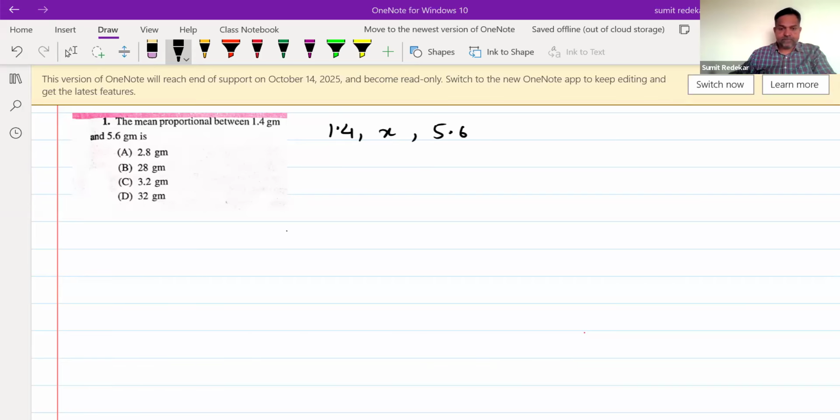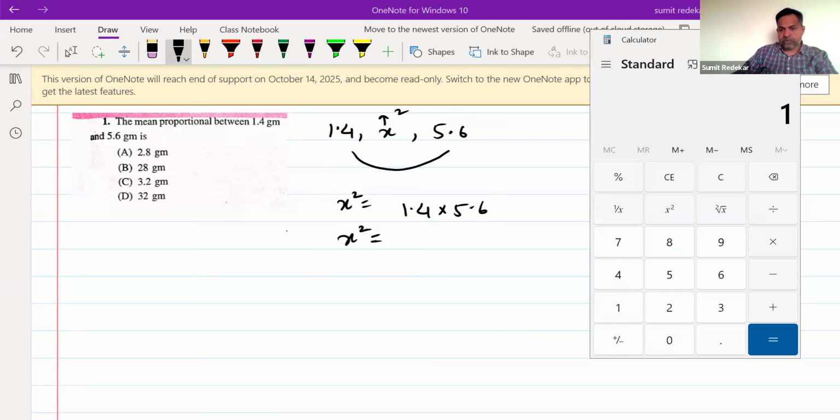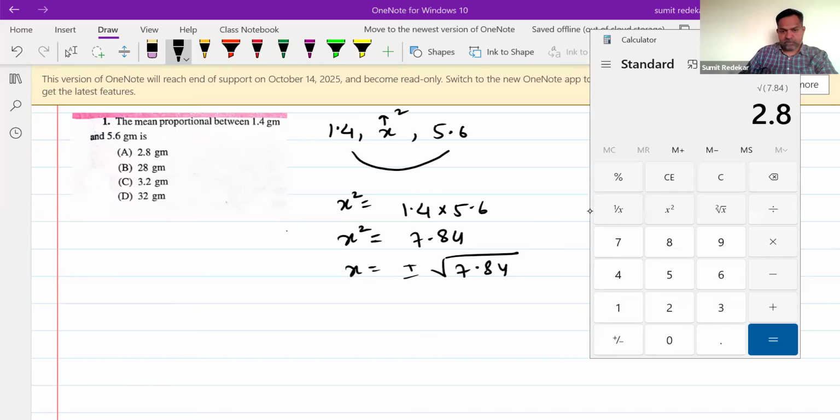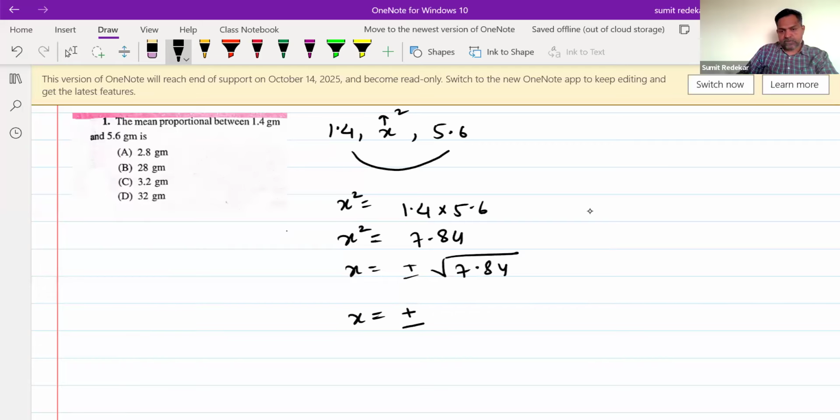I'll share my calculator too, so that whenever I do calculations you can see them. When three terms are in proportion, they are in continued proportion or continuous proportion. So the square of the middle term is the product of the first and the last. So x square is 1.4 into 5.6, which becomes 7.84. So x is the positive or the negative square root of 7.84. If I take its root, the answer works out to be 2.8. So it's either positive or negative 2.8.